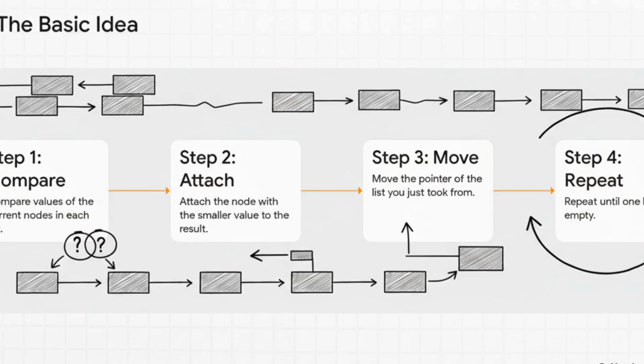You just look at the head of both lists, you pick the one with the smaller value, you attach it to your new list, and then you advance the pointer of the list you just picked from. You just keep repeating that simple compare and attach process over and over.